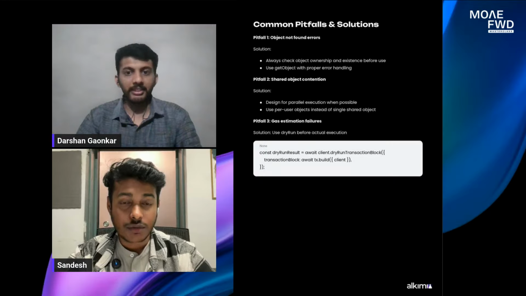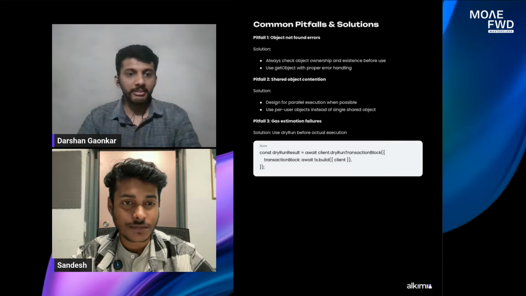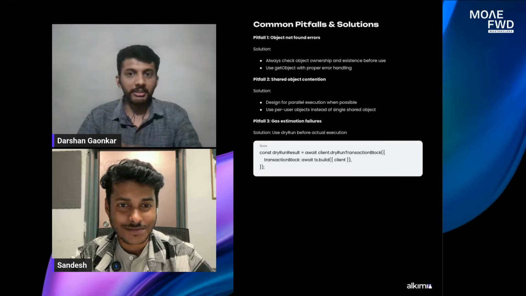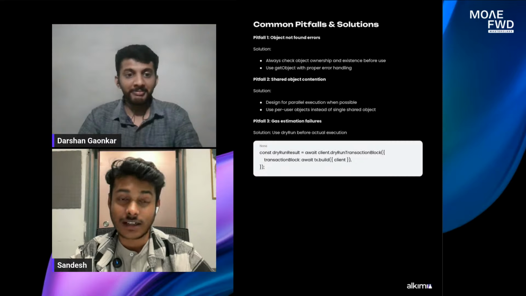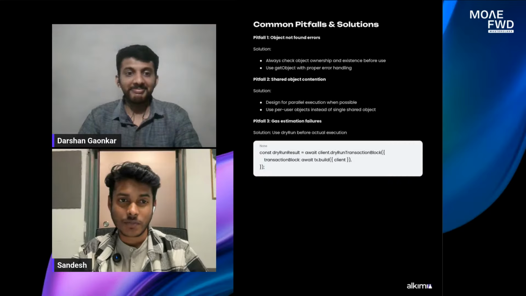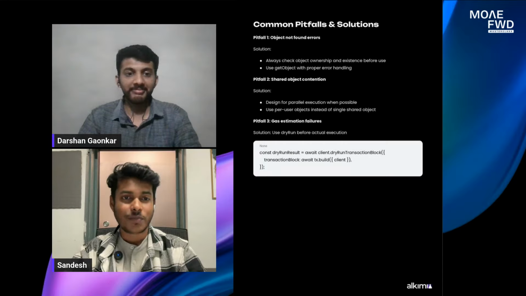We also have an example, Darshan. Yes, for per-user objects instead of shared objects, we can give the Sui coin object as an example, because whenever we transfer, it creates a new object ID instead of using a shared object. Yes, that is a very good example. As we know, there are millions of transactions going on at the same time, right? So how do they actually manage it? That was a very good example as well.